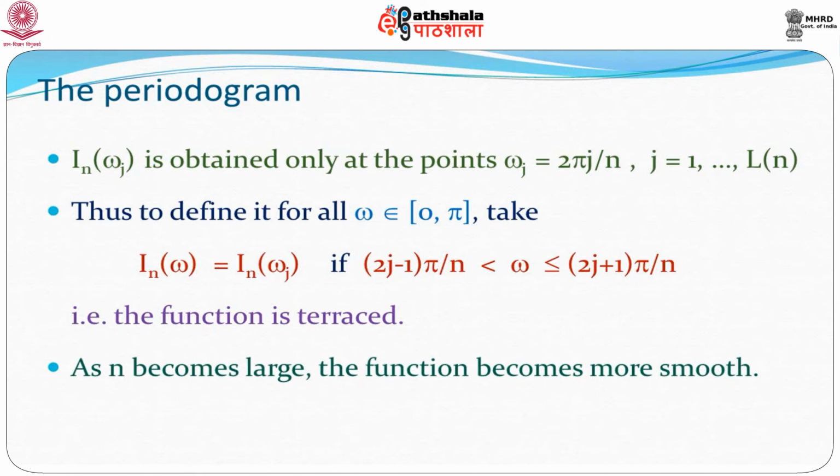However, as n becomes large, mind you that the twice pi j by n values become smaller and smaller, they come closer and closer to each other, and hence this function would become smoother and smoother. Hence, for large n, we will have a very smooth function.